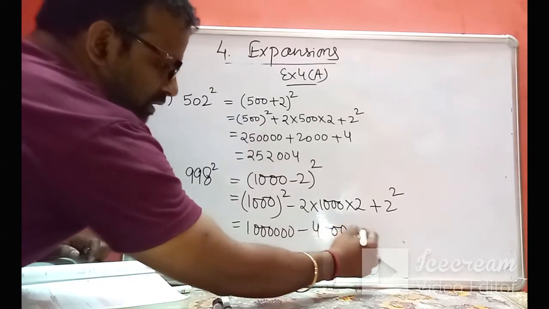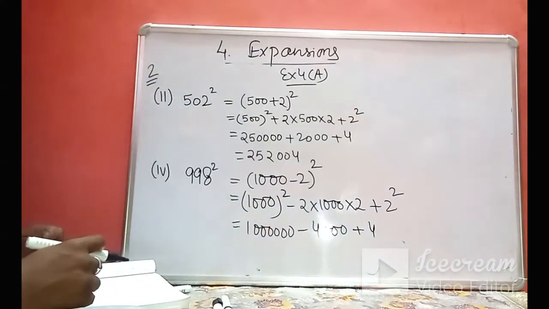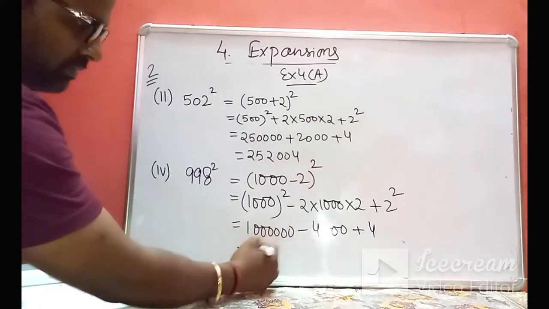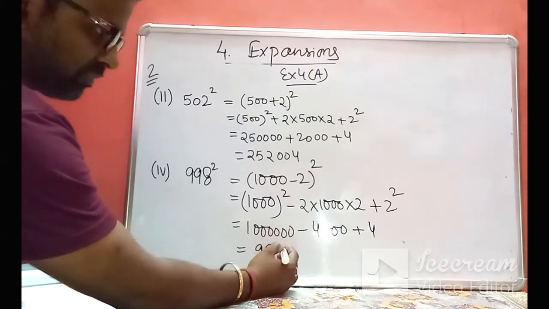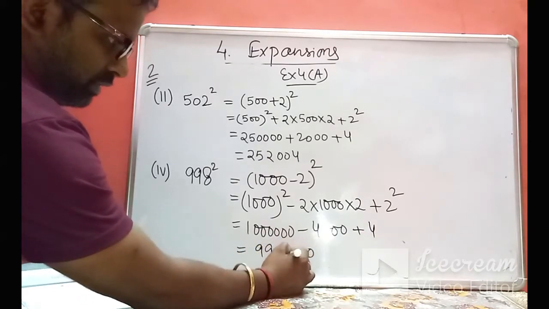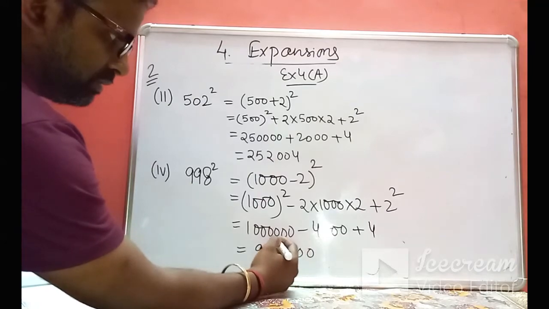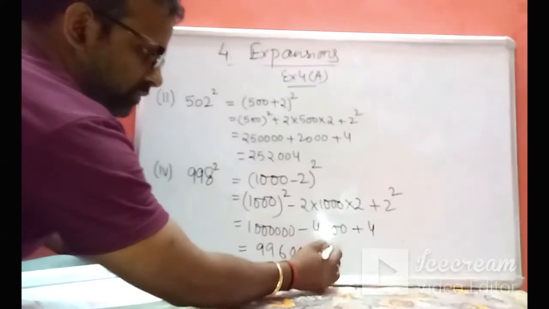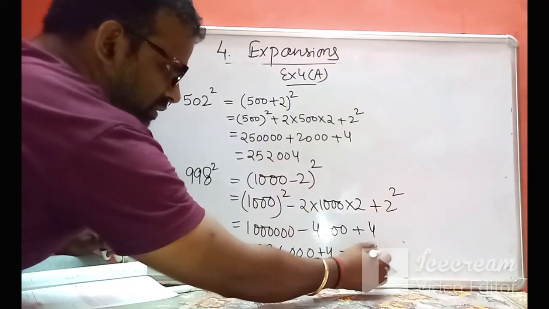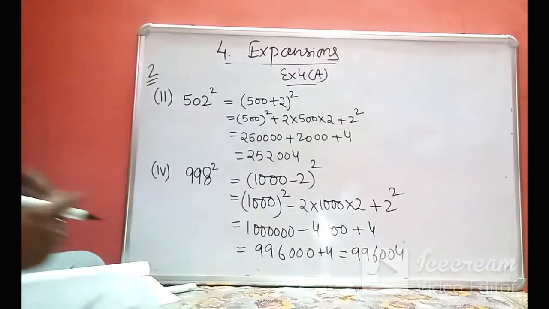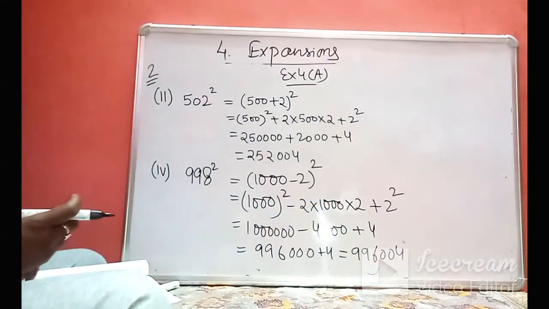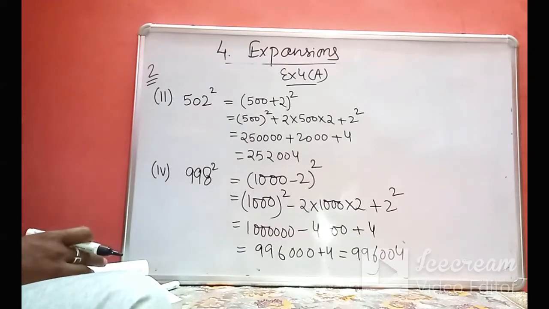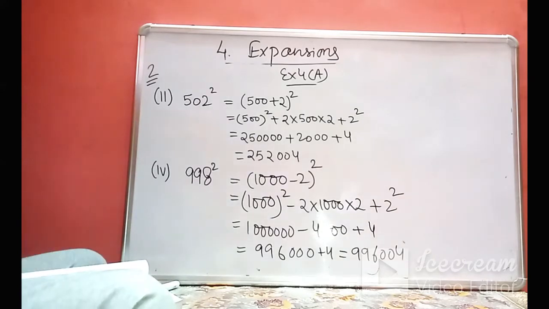minus 4000 plus 4. So when we solve it, what will we get? 996000, then 996000 plus 4. So it is 996004. So here you can see how easily we have calculated the square of this number by using those two identities. Understood?